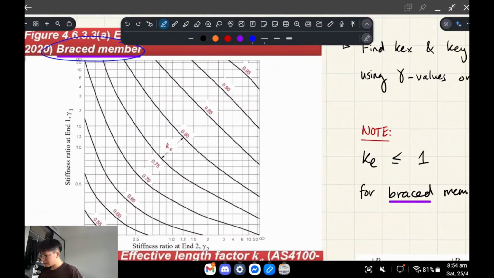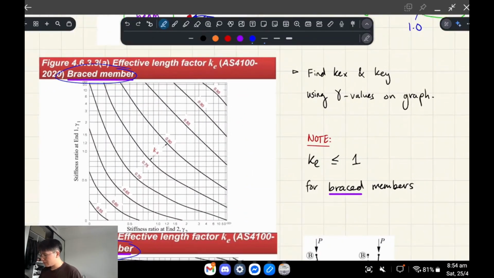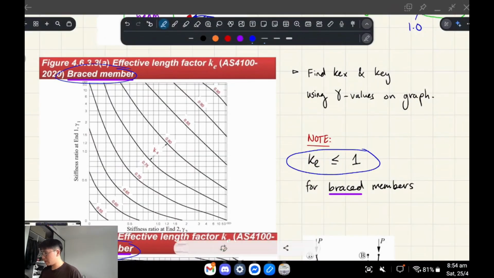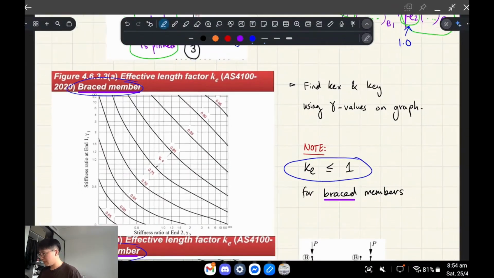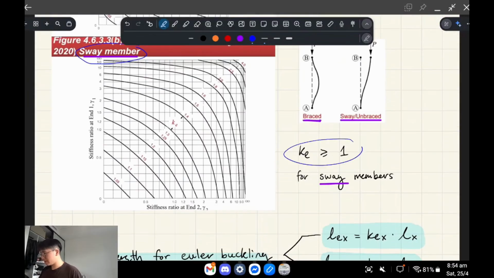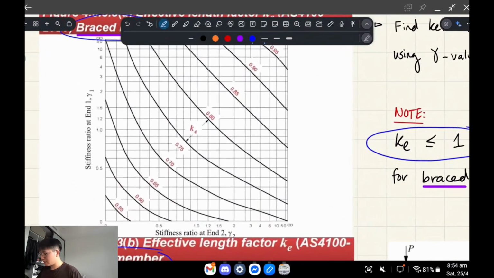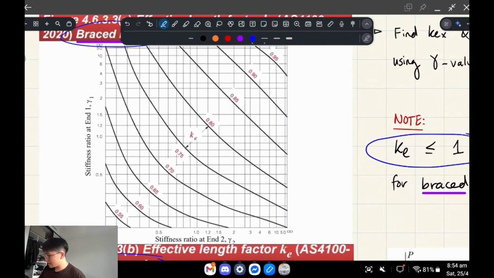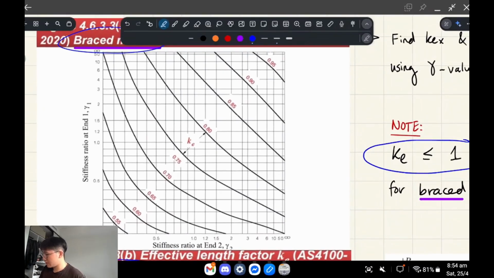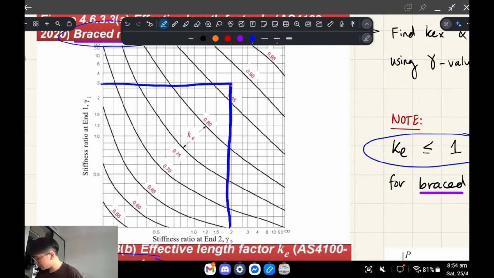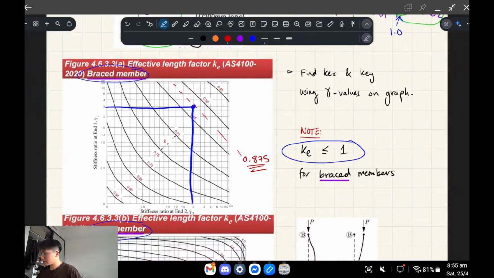So the idea is KE has to be less than or equal to 1 for a braced member, but for a sway member, it's greater than or equal to 1. You're going to get these 2 values for the top and the bottom. Let's say the top you end up getting, I don't know, 3, and then the bottom you end up getting 2. You find this value here, you draw a line that interpolates the data. Let's say it's 0.875 or whatever, for example.